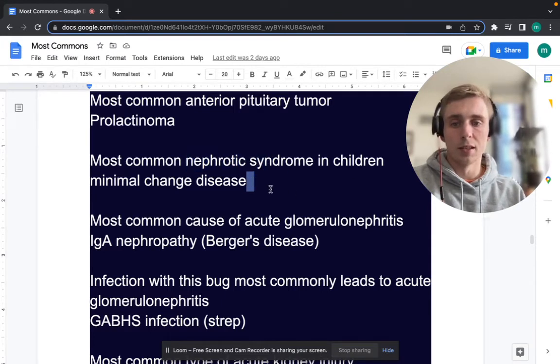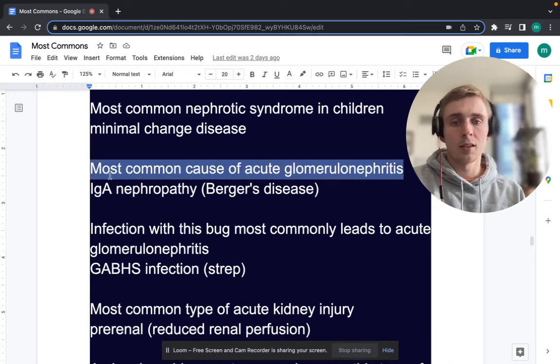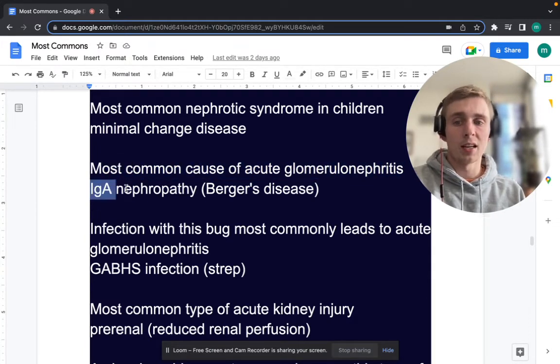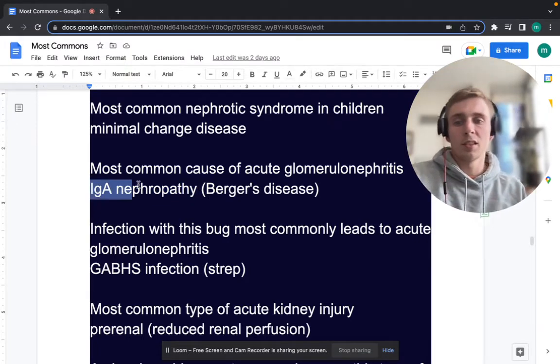So a couple signs there. How about the most common cause of acute glomerulonephritis? So the most common cause of an acute glomerulonephritis is going to be IgA nephropathy, Buerger's disease.